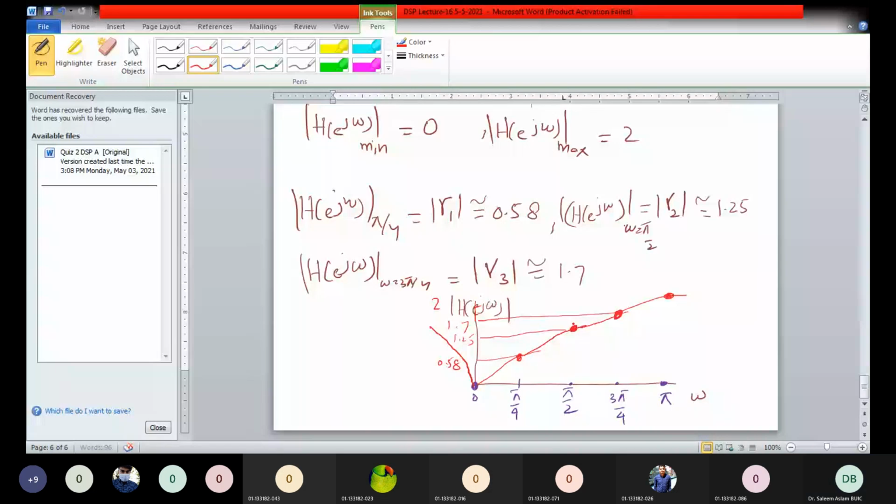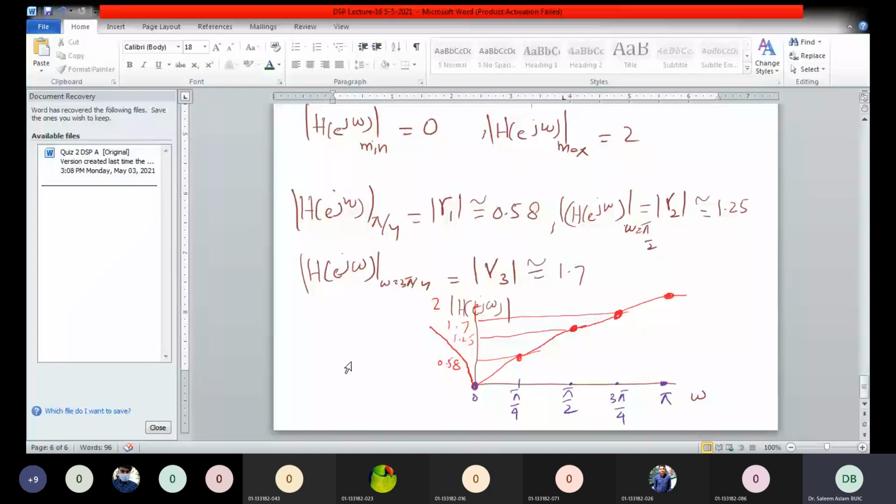Okay? Yes, sir. Okay, let's take the pole in the complex domain. No, sorry, zero. We will talk about poles in the next lecture. Let's take the zero on the complex plane. First we take a single zero.